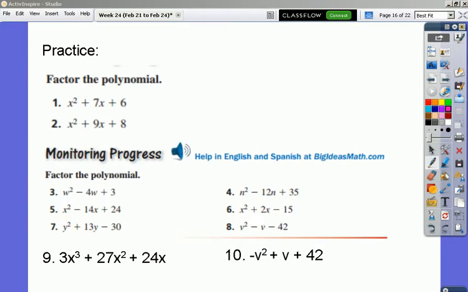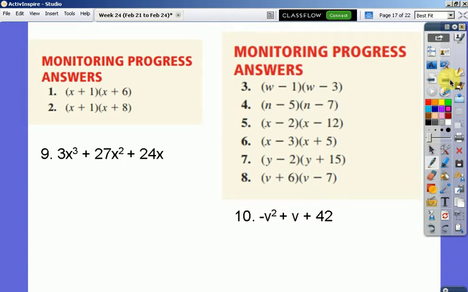Alright, if you're watching this video, make sure to pause this and give alternate X's a try. Now, let me show you the answers. We are going to work 9 and 10 together, since I made those up. Okay, these are the answers for 1 through 8. And I'm going to go ahead and start working 9 and 10 for you. And then if you have questions on 1 through 8, let me know.